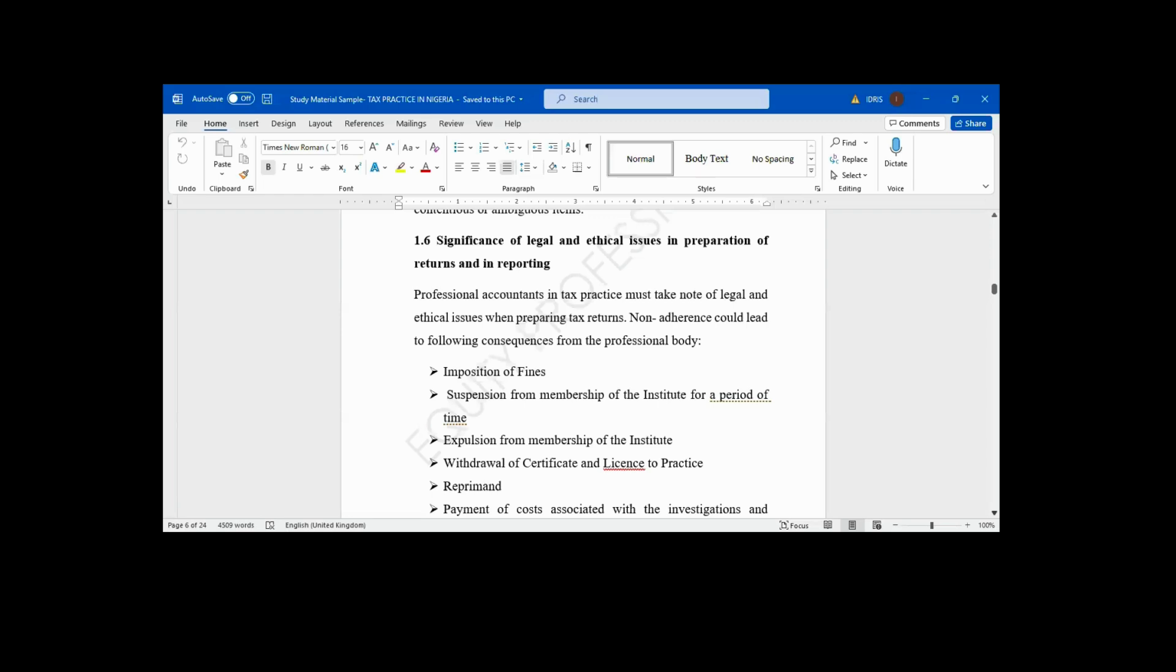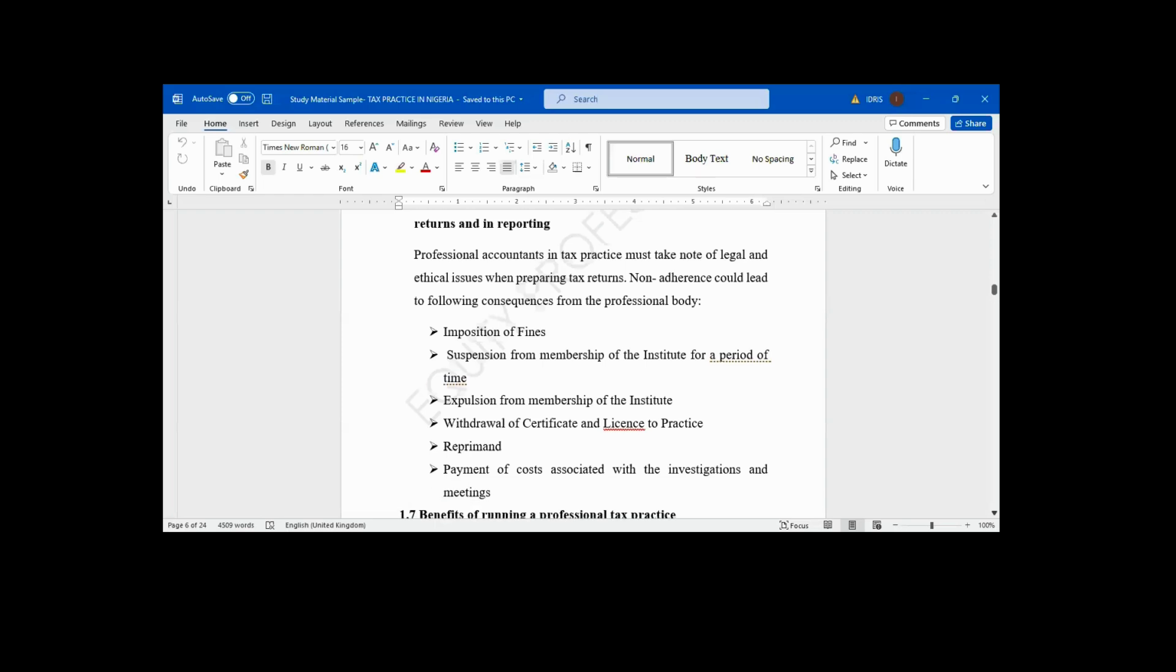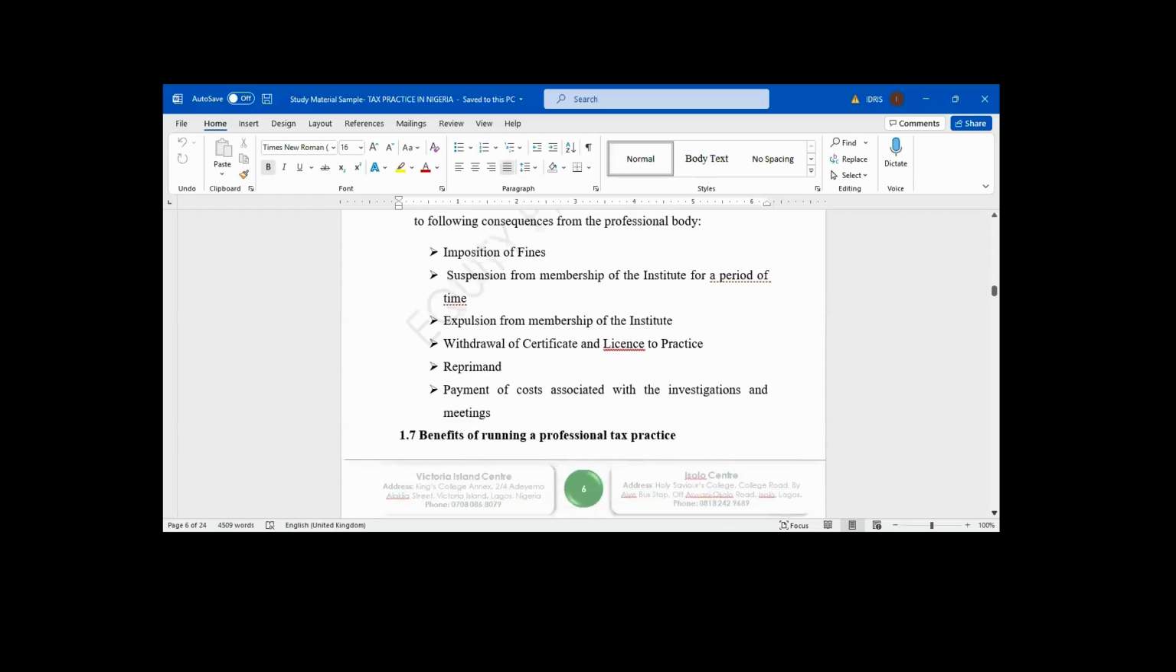Another consequence is withdrawal of certificate or license to practice. Maybe you are a tax practitioner. They give you a license to practice tax. You now engage in unethical conduct. They may withdraw your license. That means you cannot practice, you cannot do tax consultant work again. Sometimes you may be reprimanded. That means you may be charged to court. It's one of the consequences of going against ethical issues.